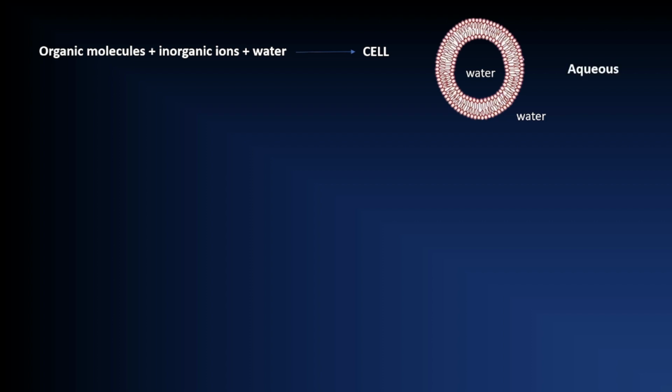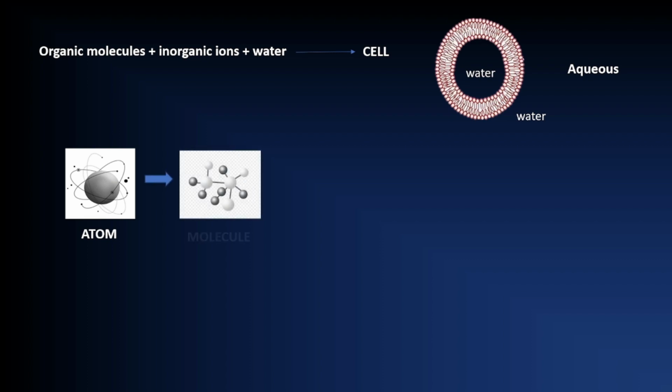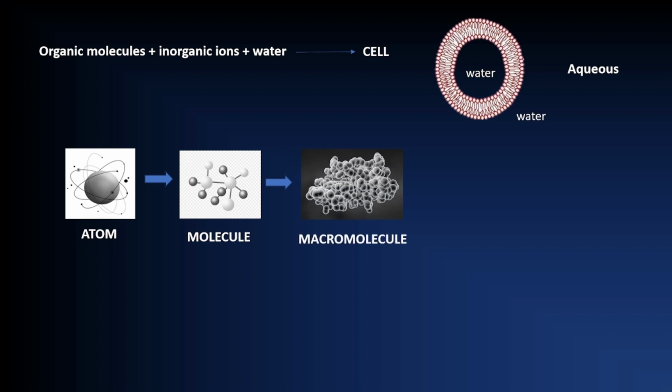We discussed about how a cell is composed. Let's summarize the whole scenario. It starts with atoms. Atoms combine together to form molecules. Small molecules combine together to form large molecules, aka macromolecules. These macromolecules, along with inorganic ions and water, form a cell.